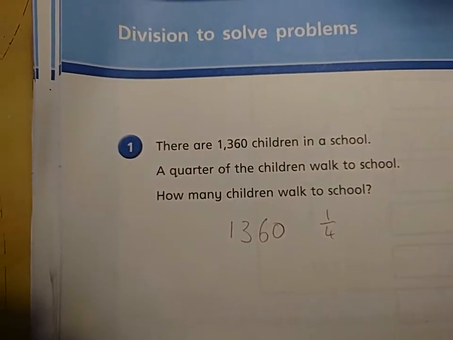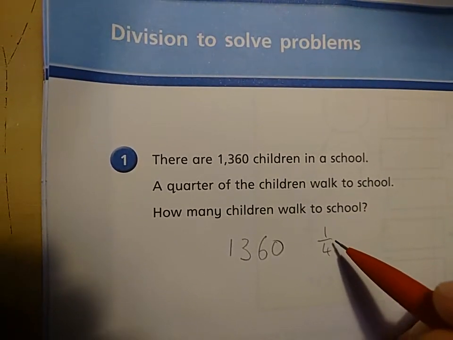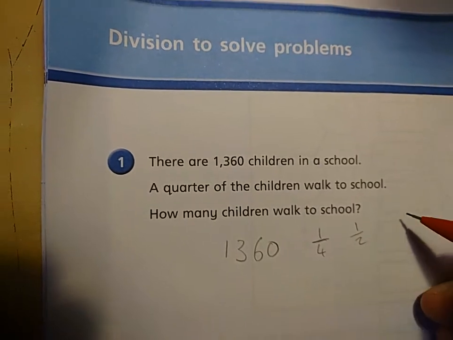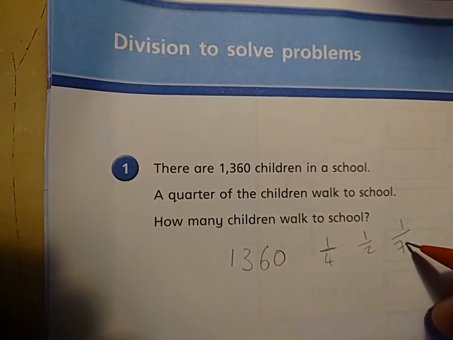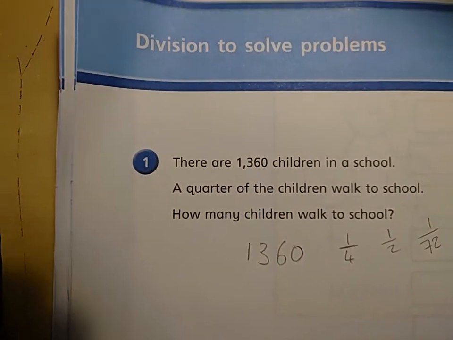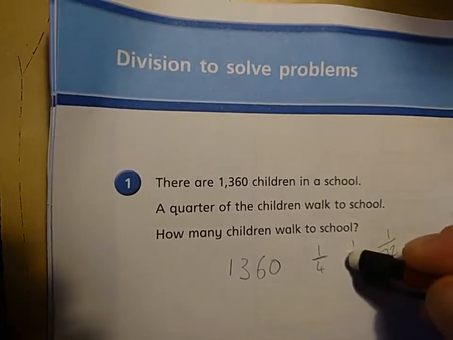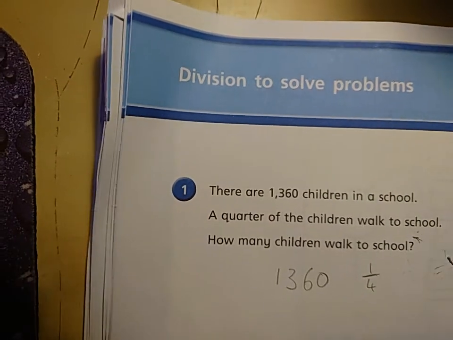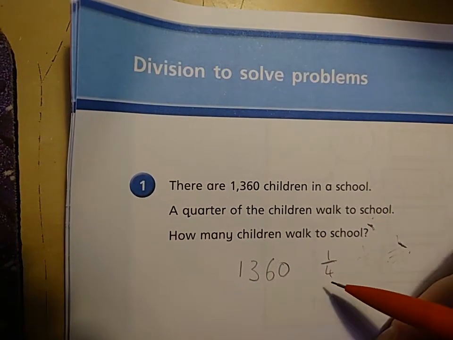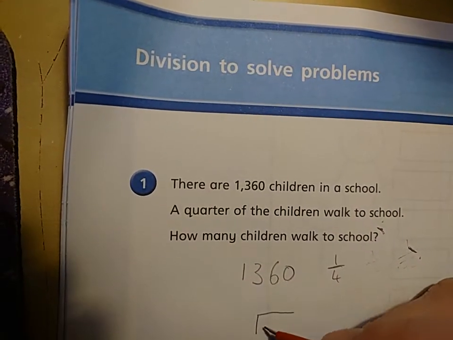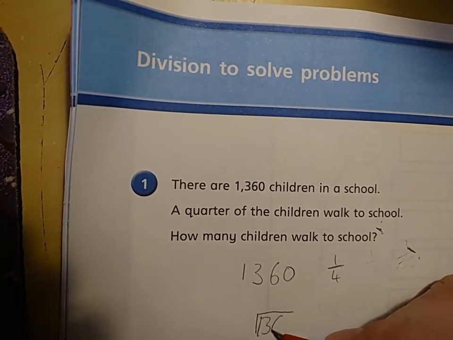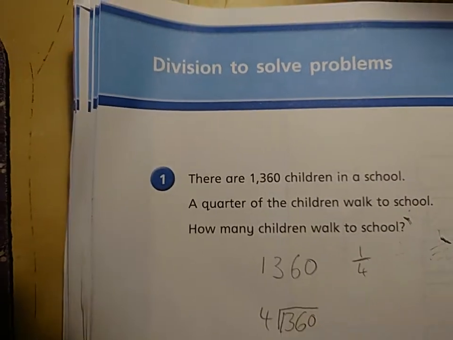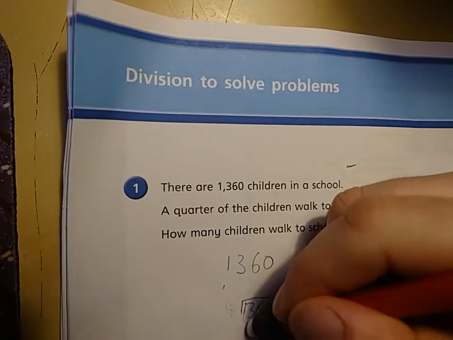Okay, I can do this because a quarter, remember, a quarter is just the same as dividing by 4, just the same as a half is the same as dividing by 2. So a quarter of children, or what was children again? It was this one. So that's just going to be 1,360 divided by 4.